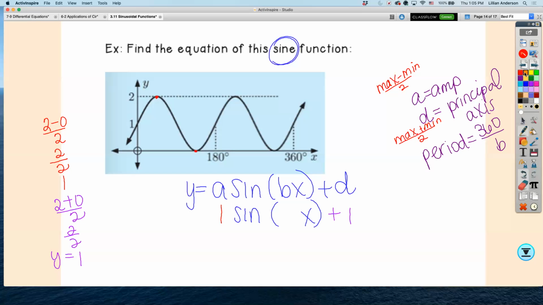Now we have to find B. Well, to find B, I need to know what my period is. How long does the graph take to complete 1 full cycle? Is it 180 degrees? It is, because if I start here and I go up, down, down, up, that is 1 complete cycle. So my period is 180. So I can use this formula of period equals 360 over B and plug in 180 for my period. And solve.